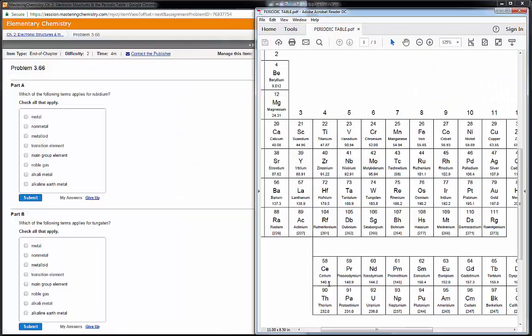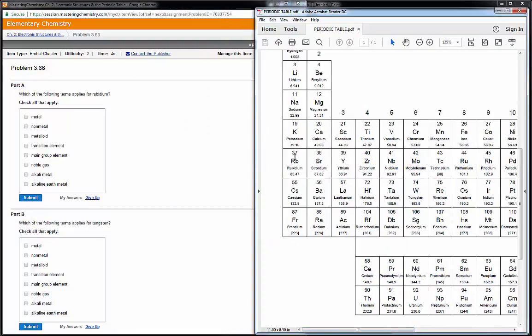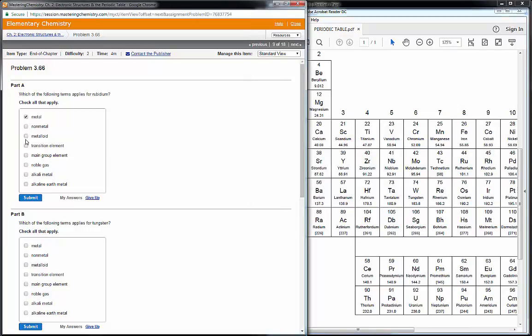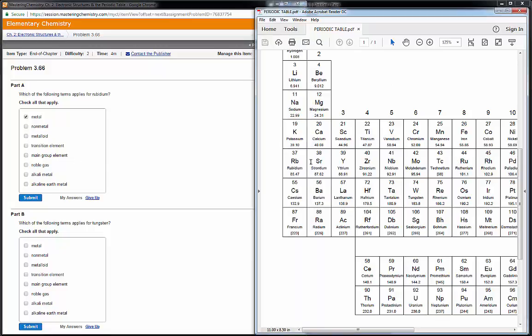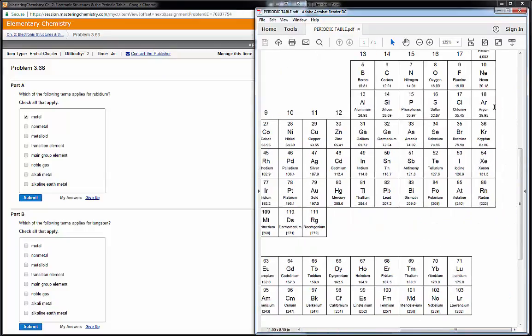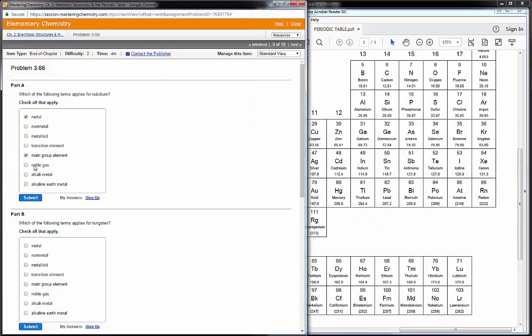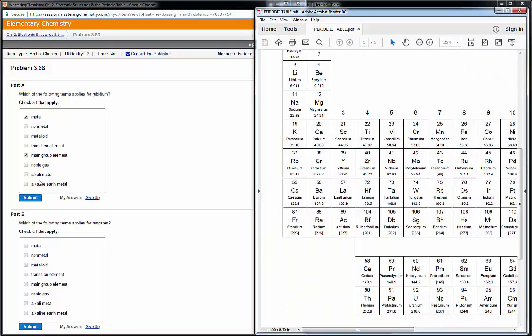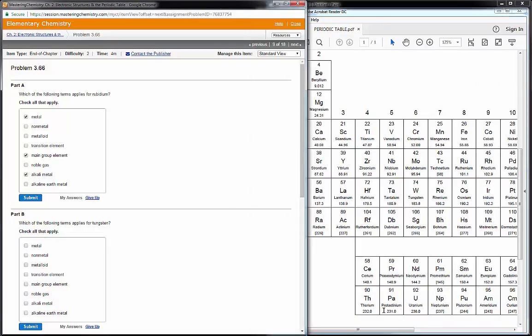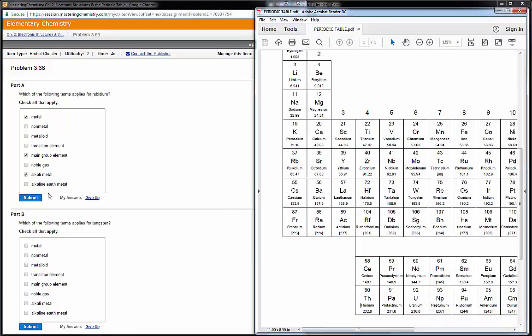Okay, what applies for rubidium? Rubidium is right here. So it is a metal, yes. It is not a nonmetal or a metalloid. It is not a transition element, which would be these ones. It is a main group element. Yes, main group would be these first two columns and these last 6 columns. So it is a main group. It's not a noble gas, those come here. It is an alkali metal because it's the first column. And it is not an alkaline earth metal because that's the second column.